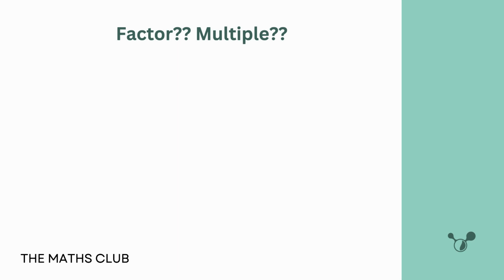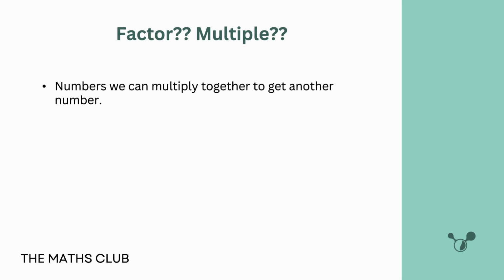So let's see what we have in our notes. So it says factors are numbers that we can multiply together to get another number, right? So look at this. So we have 2 times 3 is equal to 6. You can see 2 is a factor of 6 and 3 is a factor of 6. Fine. Great.